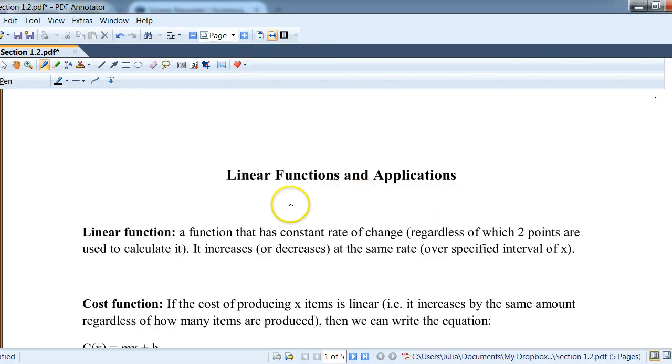Hi everyone! In this video we'll talk about linear functions and their applications.